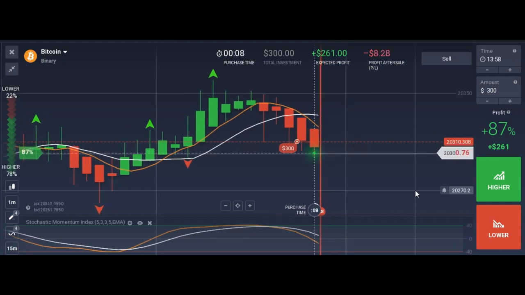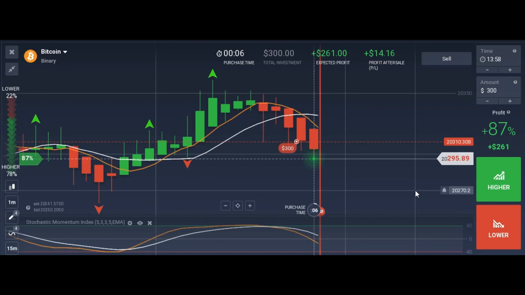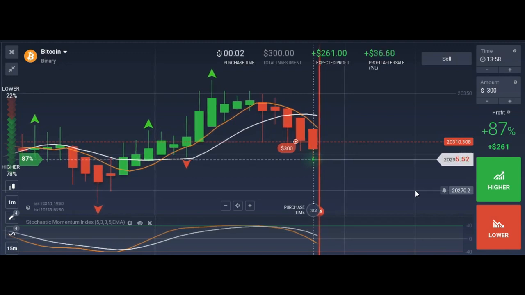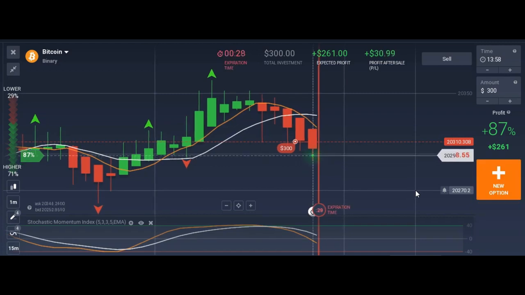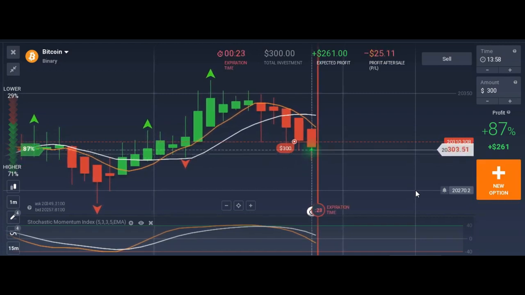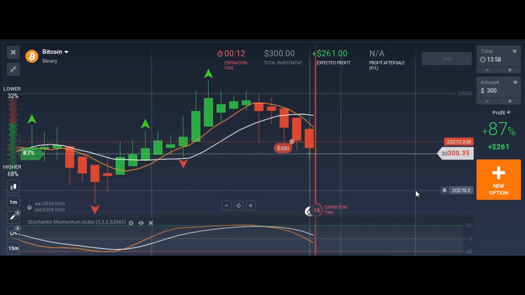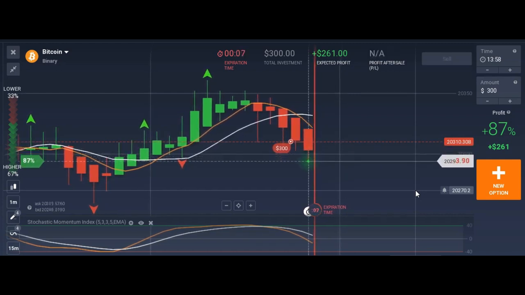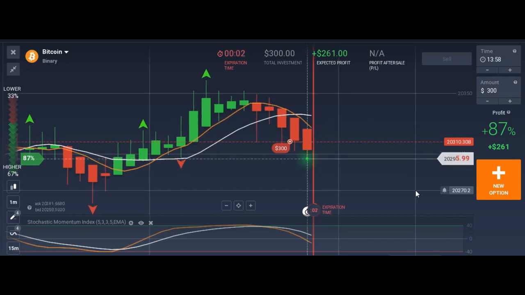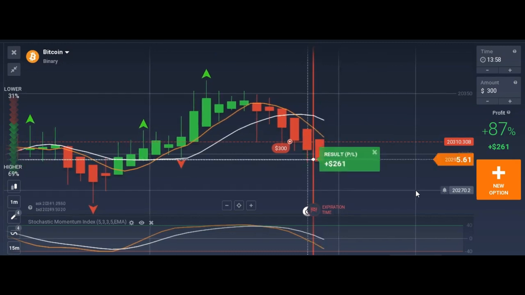The price is going down. The strategy is very effective. I recommend that you operate it in the normal market, but in OTC it also works. I personally use it in the normal market. Well, spectacular. It was a perfect operation.